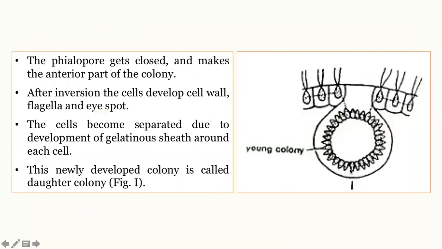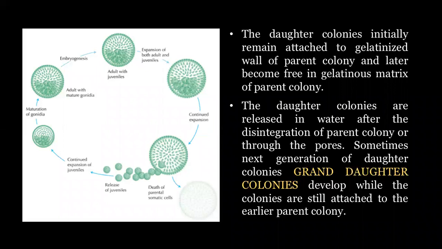Once the inversion is complete and the phylopore is closed, cells will now develop a cell wall, and each cell will develop an eye spot and flagella, and the cells become separated due to the development of a gelatinous sheath around each cell, and now the newly developed colony is known as a daughter colony. Gradually, this daughter colony will get detached from the mother colony and fall into the hollow of the mother colony. So this is how, in a nutshell, you can say what happens during the daughter colony formation.